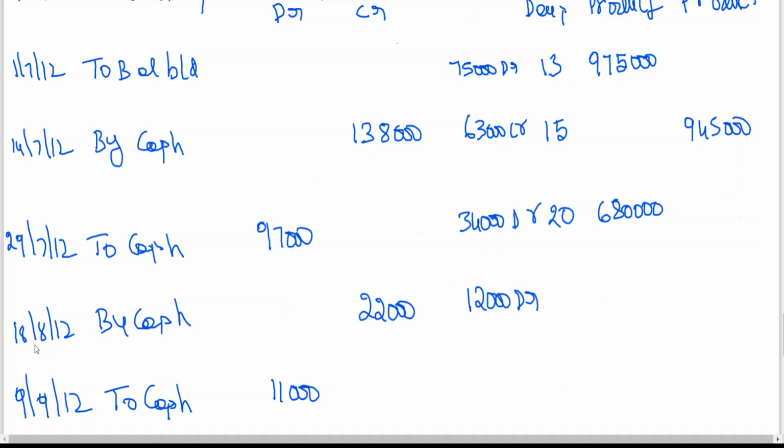The number of days is the difference between 18th August and 9th September. 18th August, how many days are there in August? 31. 31 minus 18, you will be having a balance of how much? 13 days. 13 days plus 9 days is coming to 22 days. So 12,000 into 22 is coming to 2,64,000 debit product.